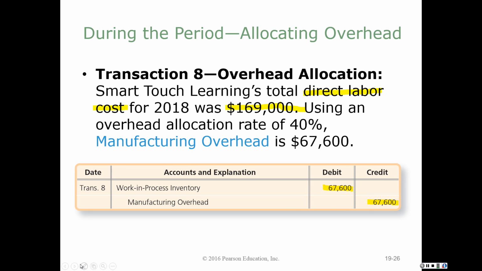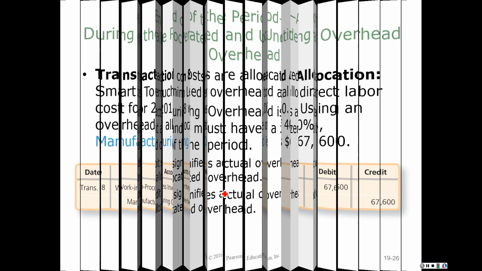So if you remember, when we paid for the utilities and the taxes and the insurance, or we made the entry for depreciation, we put those costs into manufacturing overhead. Now we are moving them out of manufacturing overhead using our predetermined overhead rate, and we're allocating $67,600 worth of overhead to work in process inventory. Okay, it's not as simple as moving material or labor over. It's a little more complicated. And once again, remember that it is an estimate.